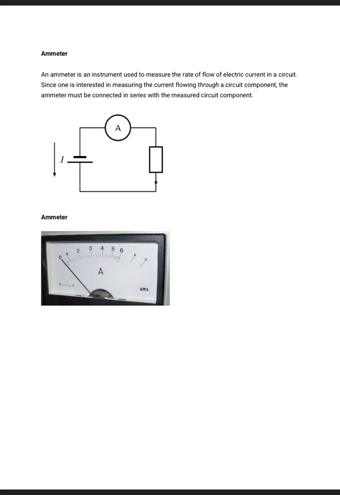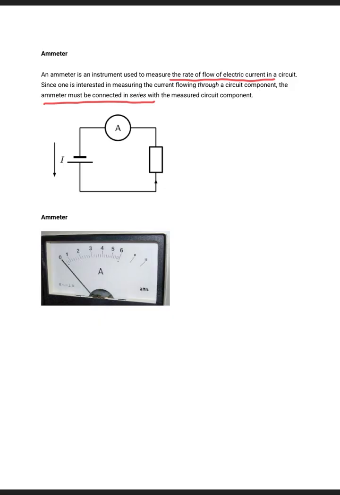And then we have an ammeter. An ammeter is used to measure the flow of electric current in a wire, right? An ammeter is an instrument that is used to measure the rate of flow of electric current in a circuit. Since one is interested in measuring current flowing through the circuit component, the ammeter must be connected in series with the measured circuit component. So the ammeter is always connected in series with the measured circuit component.